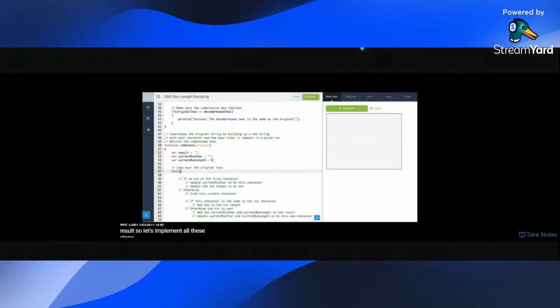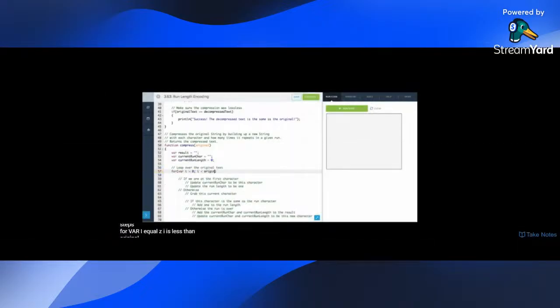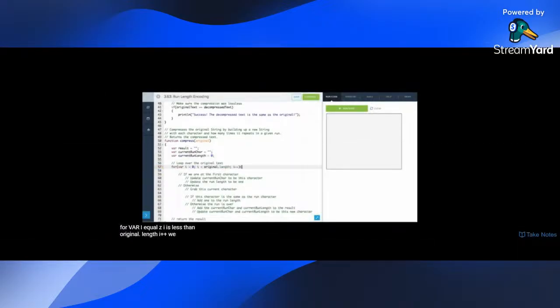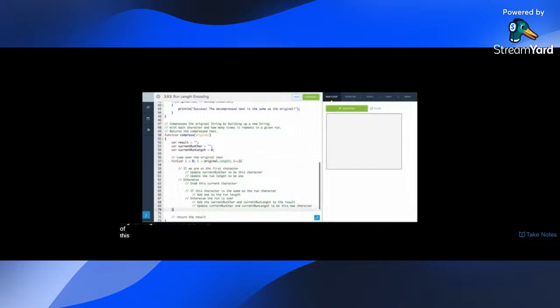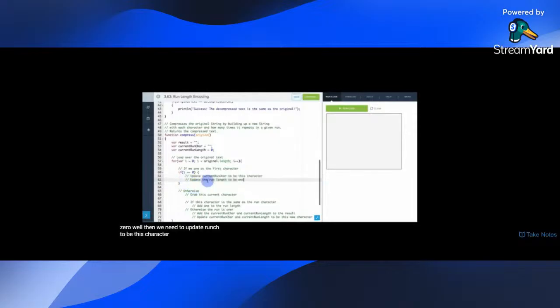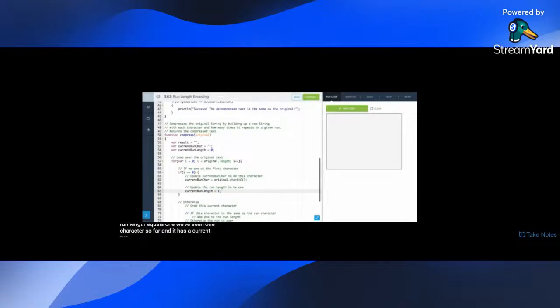For var i equals 0, i is less than original.length, i plus plus, we want to do all of this. So if we're at the first character, if i is 0, well then we need to update run char to be this character. So current run char is equal to original.charAt(i), and the run length should be 1. So current run length equals 1. We've seen one character so far, and it has a current run length of 1.